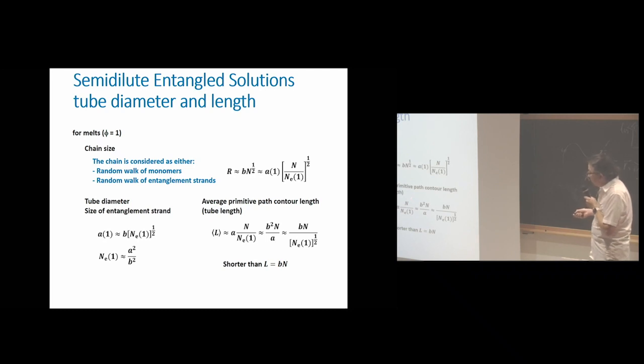And we can calculate also the chain tube length. So this is the average primitive path contour length, so this is the chain length. This is proportional to the size of the monomer inside, and then its number, so it can be calculated as Bn divided by N_e to the power of 0.5. So this is shorter than the contour length of the chain itself, which should be Bn. This means the chain is a little bit compact in the entanglement tube.